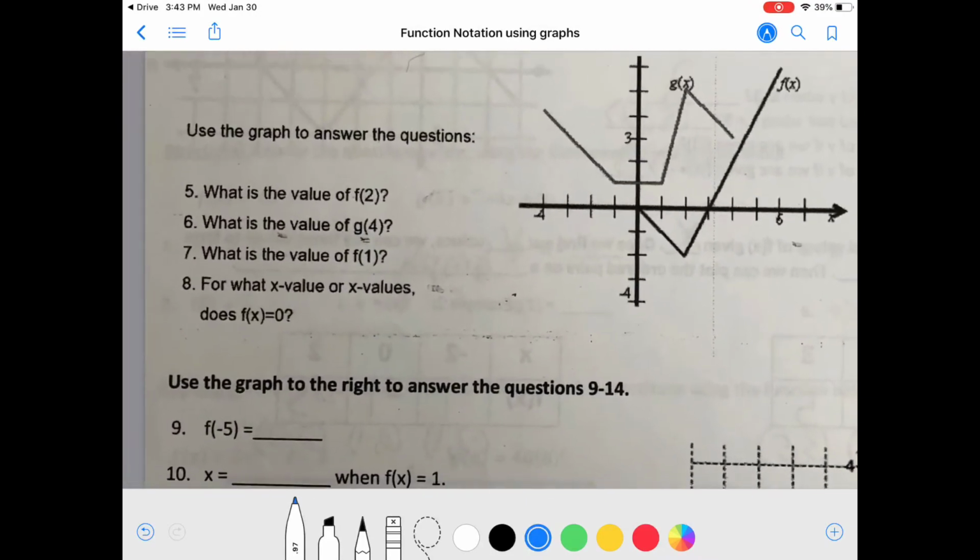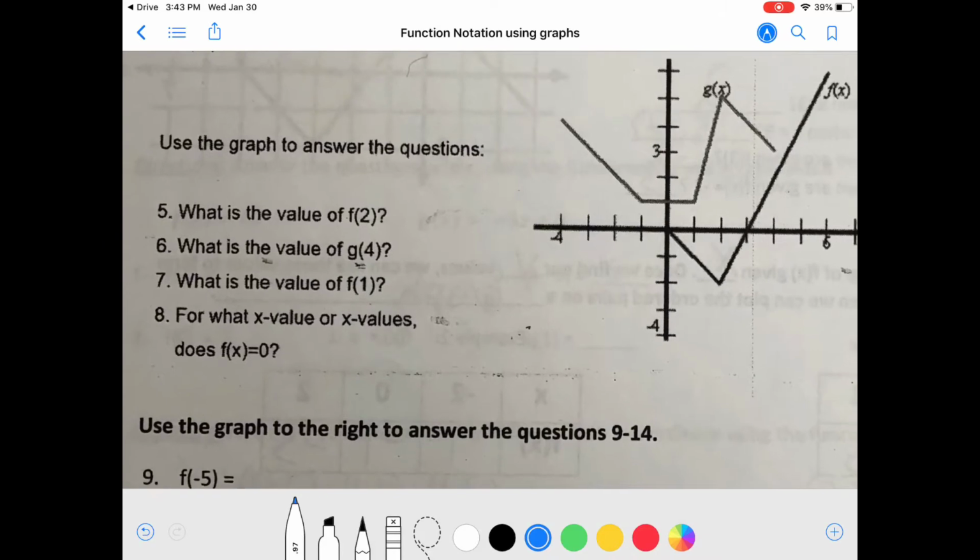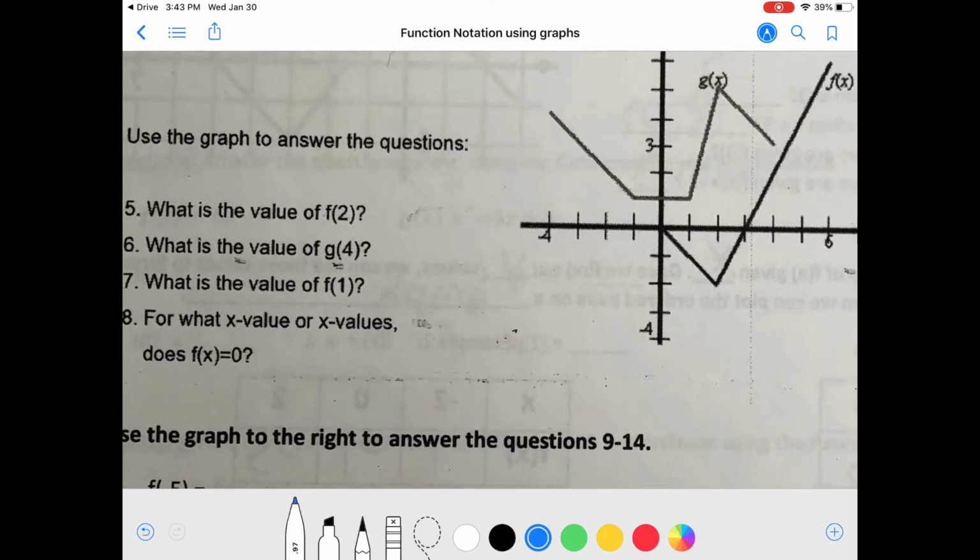So for the second section you've got to realize which graph you're going to look at. One is f and one is g. So the little check mark is going to be f, the little whatever you want to call it is g. So for number 6, we're asked if we do g of x and we substitute 4 in for x, what is going to be the value, or what is going to be the y value?